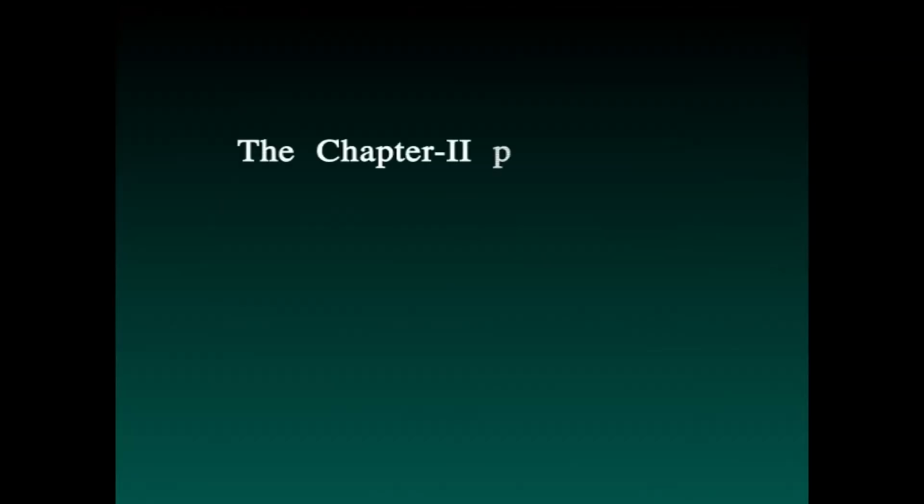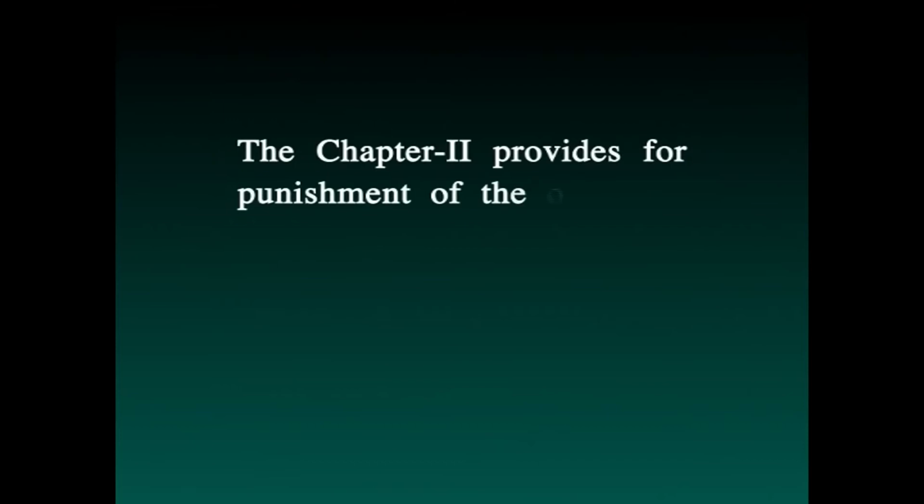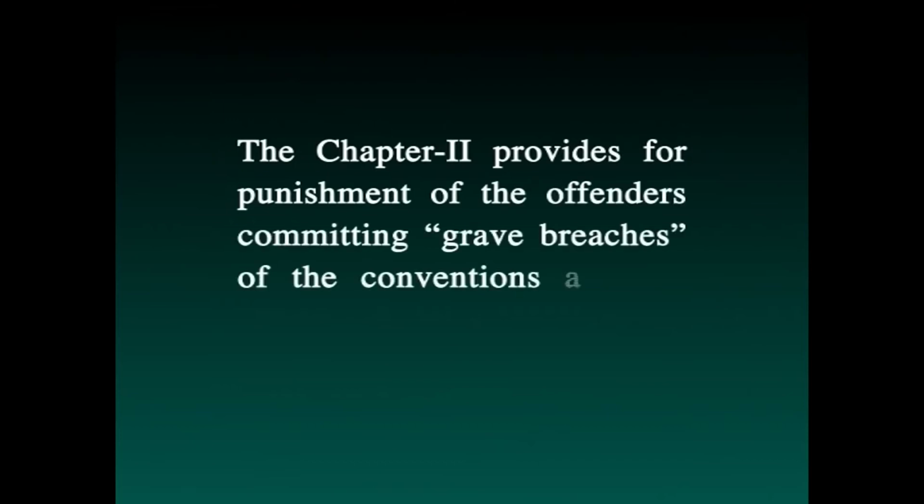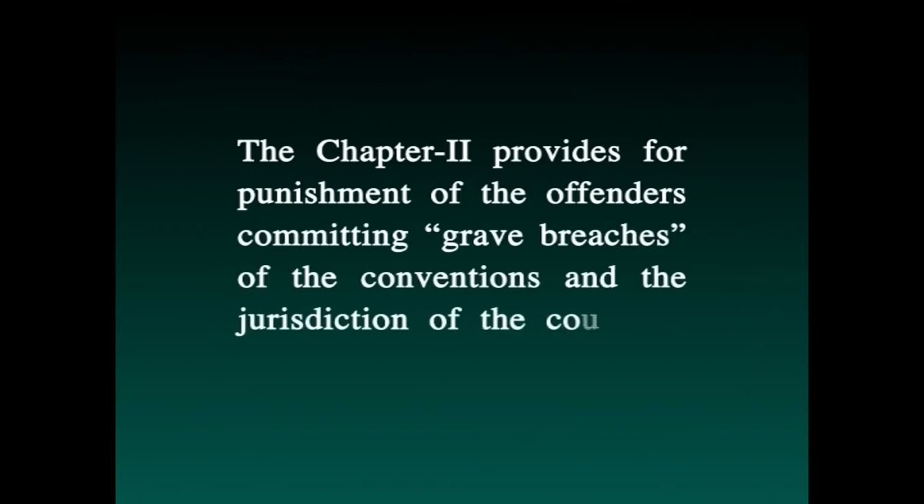Chapter 2 provides for punishment of the offenders committing grave breaches of the conventions and the jurisdiction of the courts to deal with the breaches. The punishment prescribed under the Act ranges in descending order from death or life imprisonment for willful killing of a person protected by the conventions to imprisonment for 14 years for other offences.